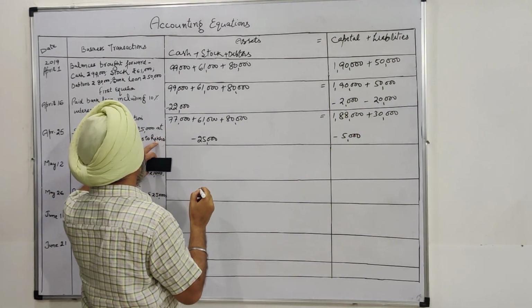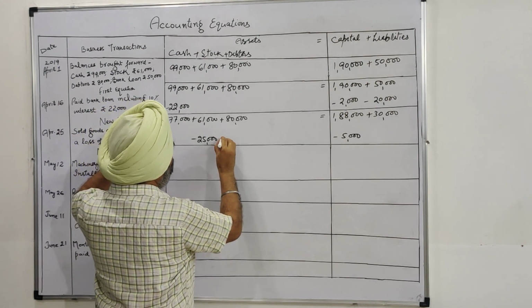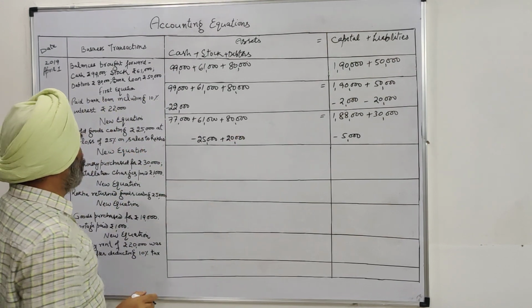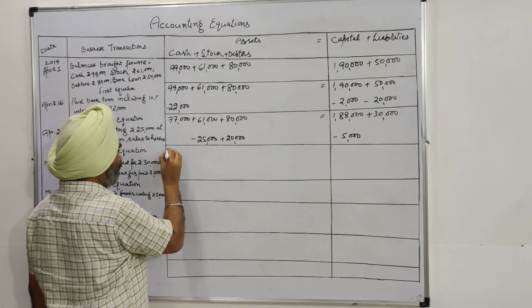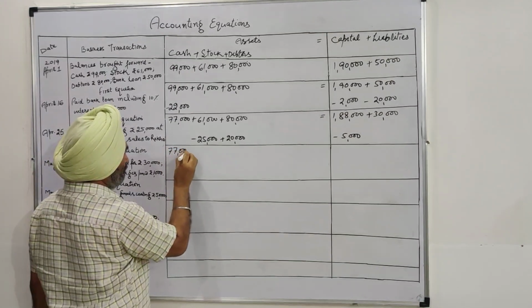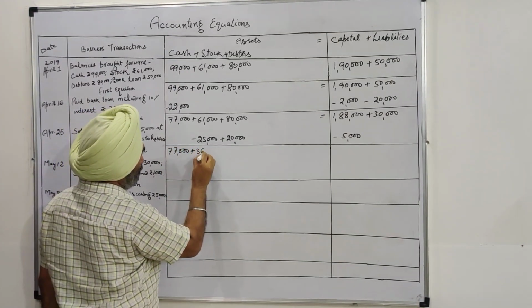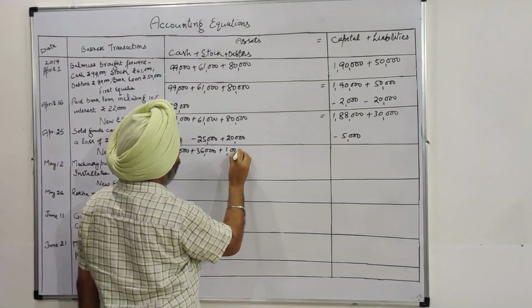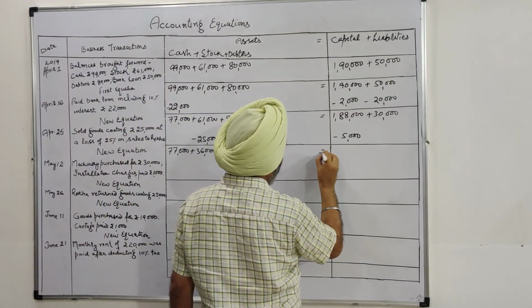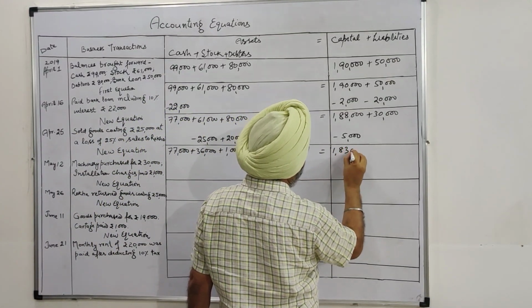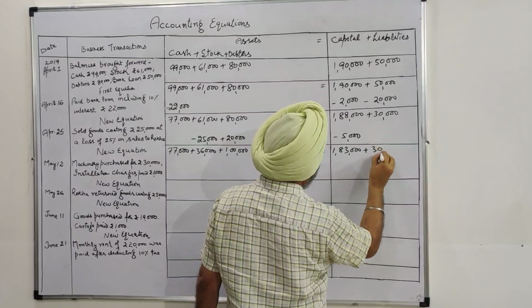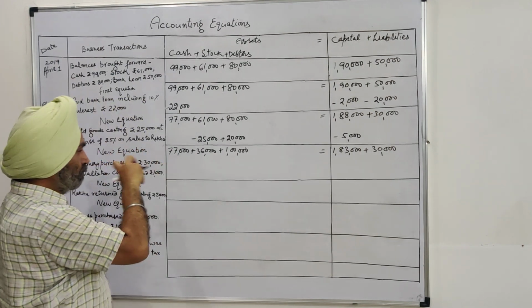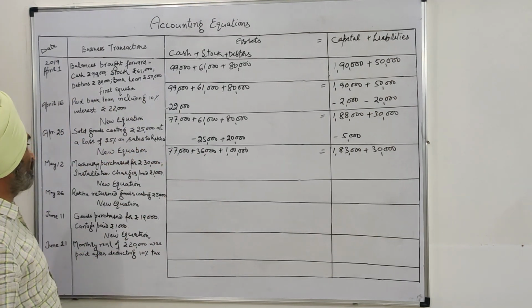So 5,000 was the loss, and because we sold the goods on credit, our debtors will increase by 20,000, the sale price. The new equation will be 77,000 cash, 36,000 will be our stock, 1 lakh will be the debtors, and 1,83,000 will be the capital, and 30,000 will be our liability. So 2,13,000 on this side and 2,13,000 on this side.